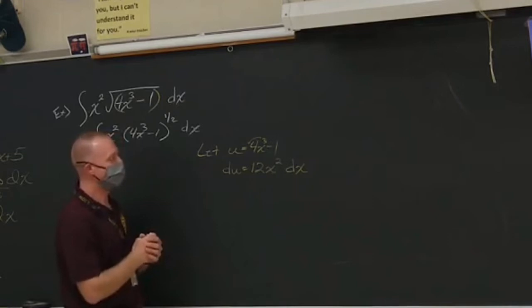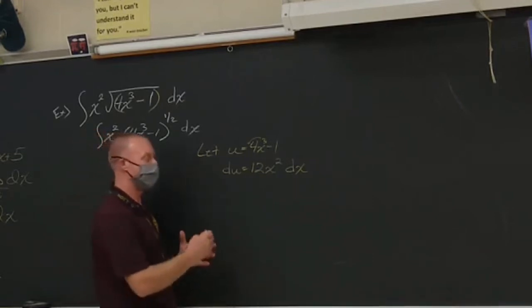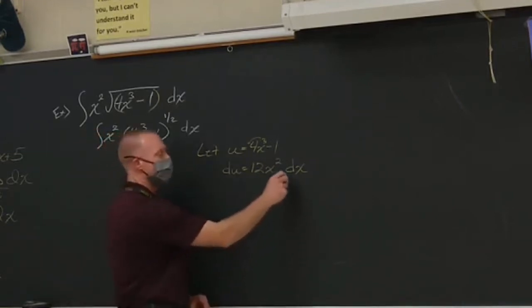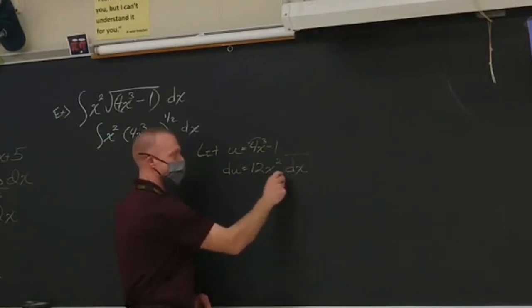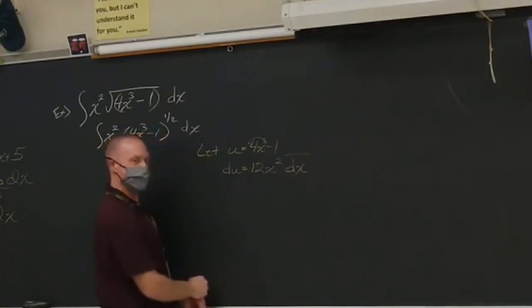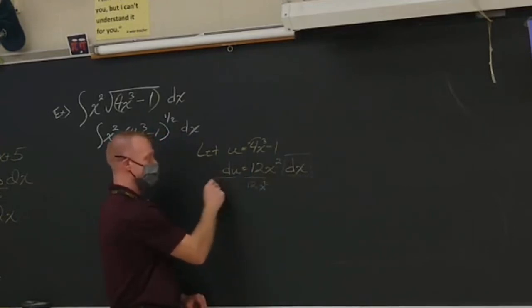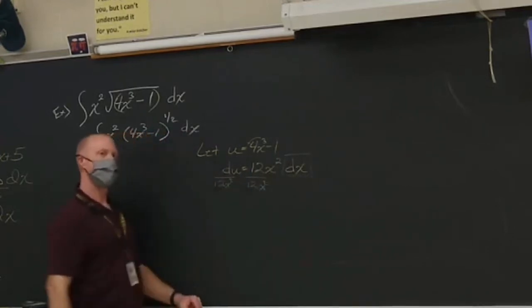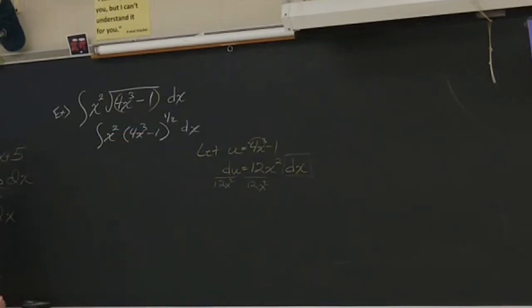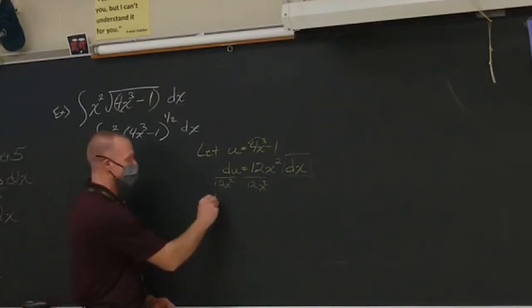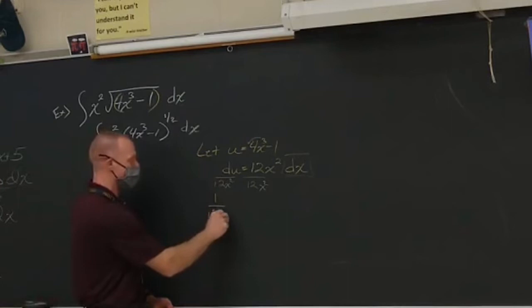Okay? But really, the reason you're doing that, as you're going to come to realize, is that you want to solve for dx. You want a dx expression. So yep, you divide by x squared. Yep, you divide by 12. I can write it a little nicer for you as 1/12 x squared.